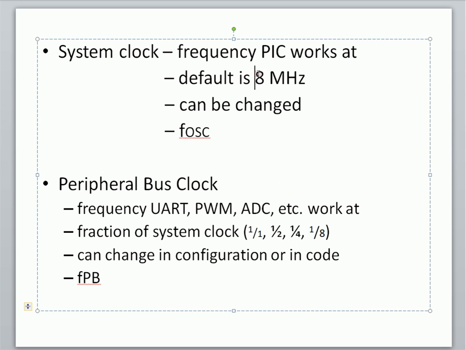It's either the exact same, 1 to 1, or 1 over 2, or 1 over 4, or 1 over 8. So if we're working at 8 megahertz, I can have the peripheral bus clock at 8 megahertz, 4 megahertz, 2 megahertz, or 1 megahertz. We can change the peripheral bus clock either in the configuration bits.h file or in code. The symbol we're going to use for that frequency of the peripheral bus is FPB.